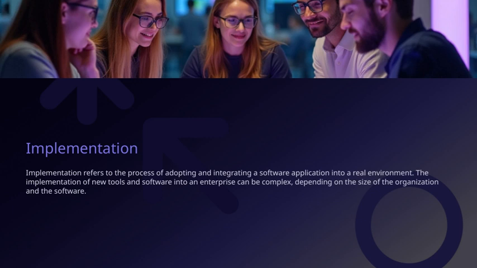It's important to recognize that successful implementation isn't just about installing software. It's about making sure it works smoothly within the organization's workflow. This aligns with our overall theme of effective technology adoption. It's not enough to just have the right tools. We need to integrate them thoughtfully to realize their full potential.